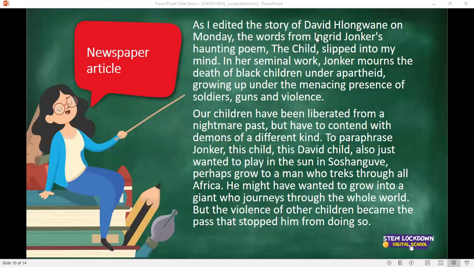As I edited the story of David Shongwane on Monday, the words from Ingrid Jonker's haunting poem, The Child, slipped into my mind. In her seminal work, Jonker mourns the death of Black children under apartheid, growing up under the menacing presence of soldiers, guns, and violence. Our children have been liberated from a nightmare past, but have to contend with demons of a different kind. To paraphrase Jonker, this child, this David child, also just wanted to play in the sun in Shoshanguve. Perhaps grow to a man who treks through all Africa. He might have wanted to grow into a giant who journeys through the whole world, but the violence of other children became the past that stopped him from doing so.